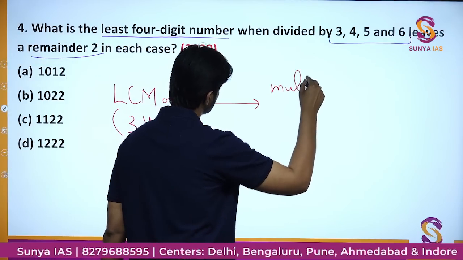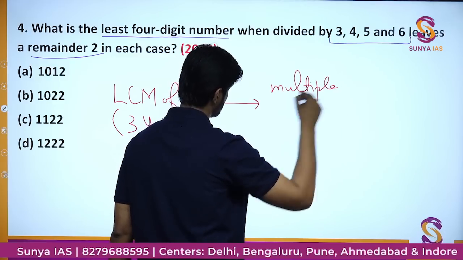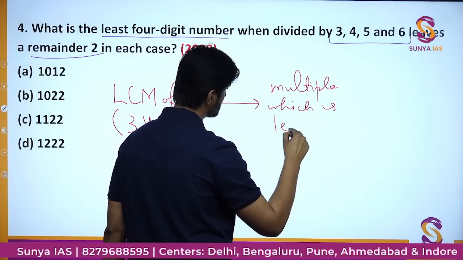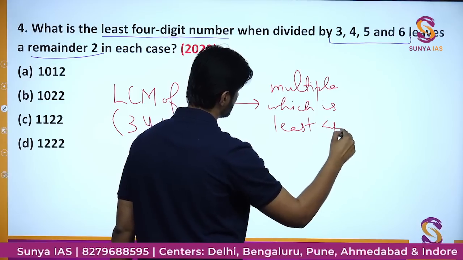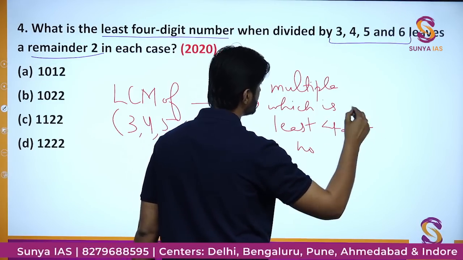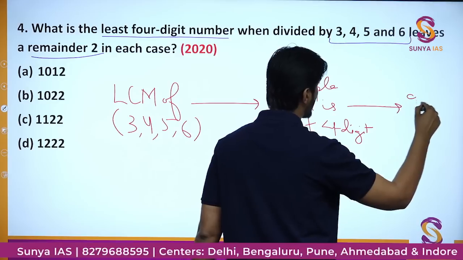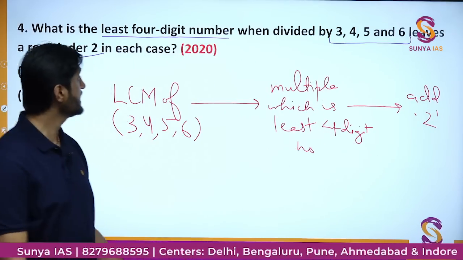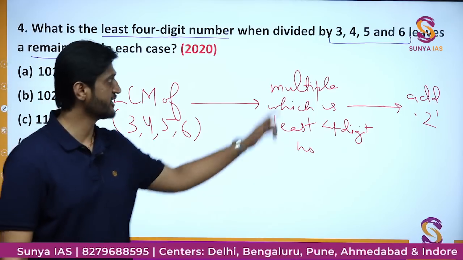So the multiple which is the least 4-digit number, and in that number we will have to add 2 so that it will leave a remainder of 2 when divided by all of these numbers.